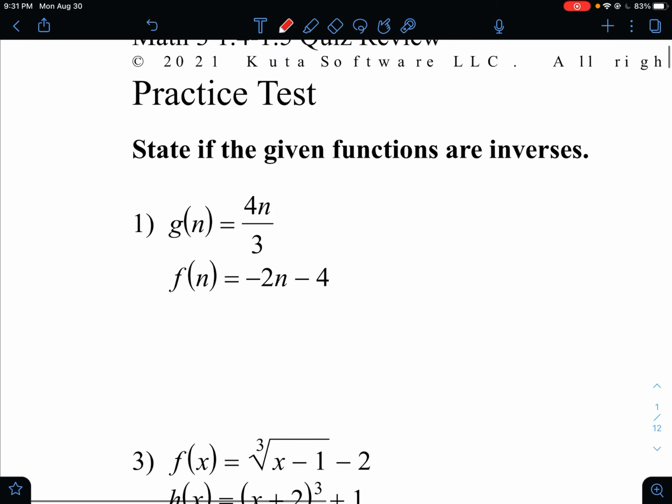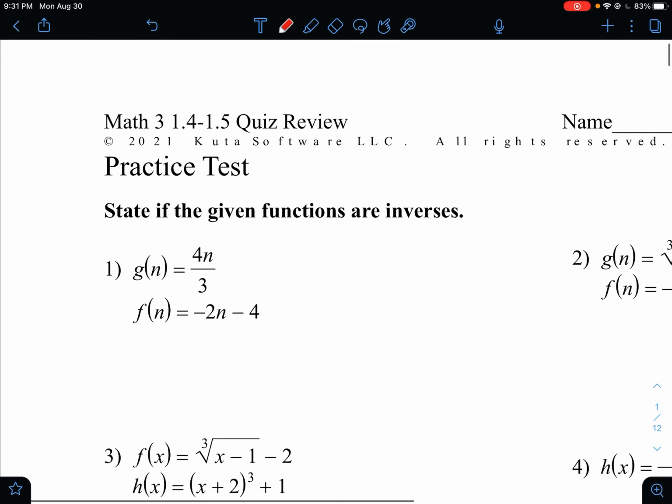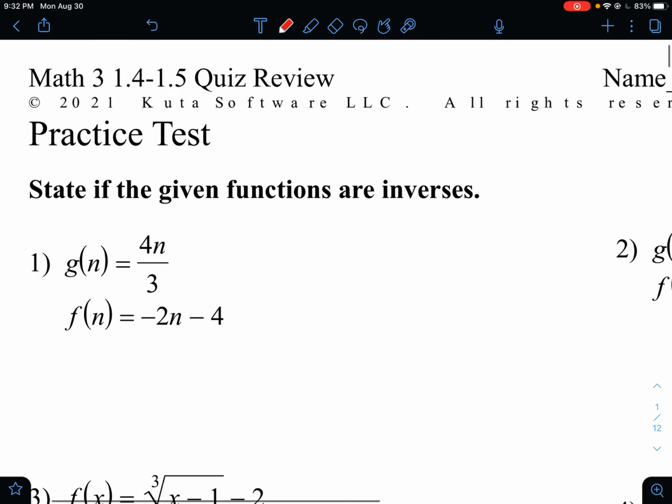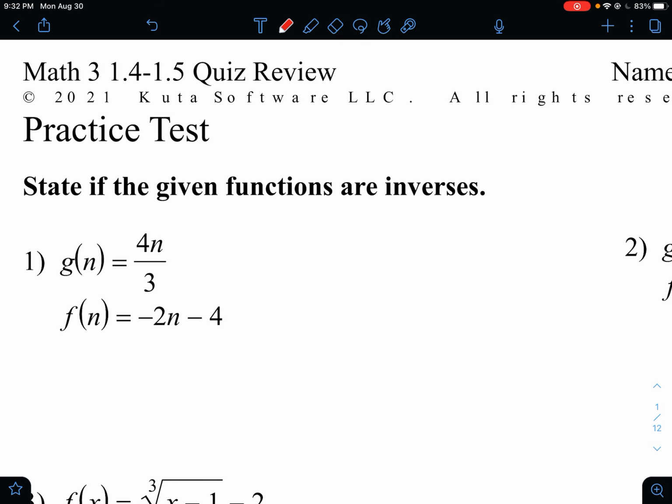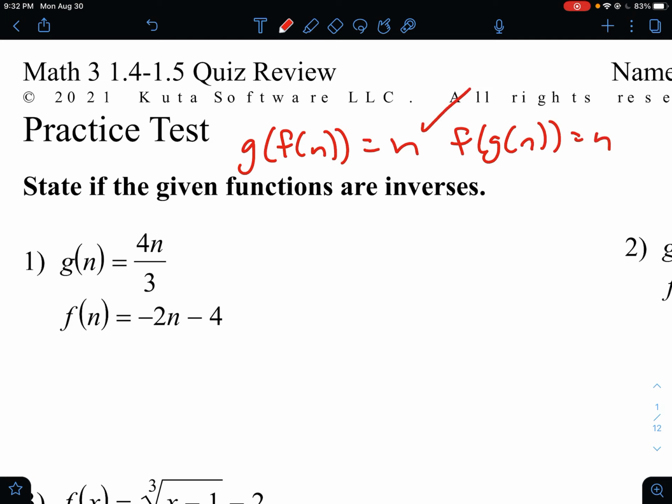So for these first ones, it says state if the given functions are inverses. So basically you should remember that if something is an inverse, when you plug that function into the other function, you should get x out. So basically, for number one, if I do g of f of n and I get n out, and I do f of g of n and I get n out, those guys are inverses. If I get anything else, they are not inverses. So let's go ahead first.